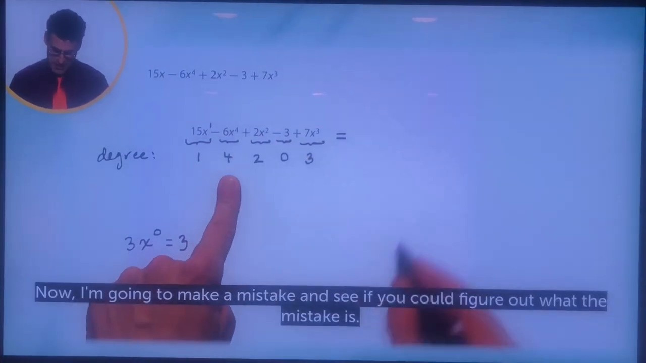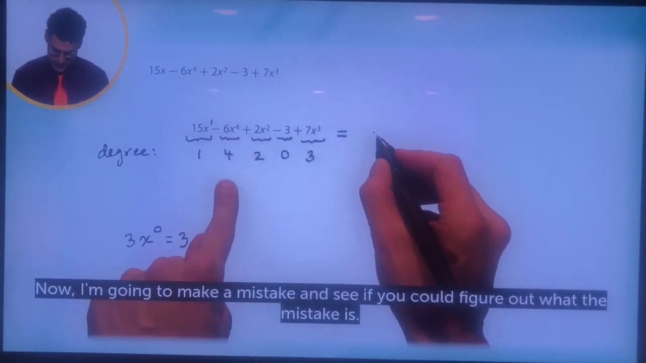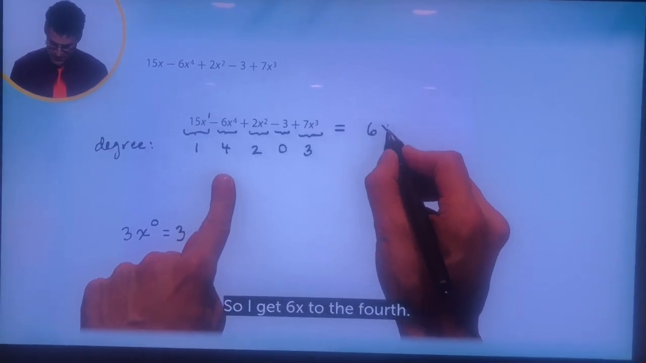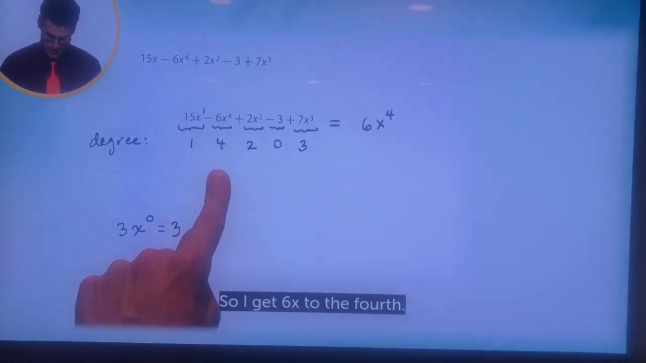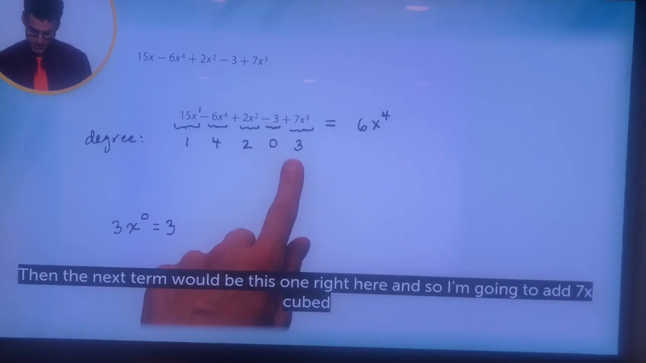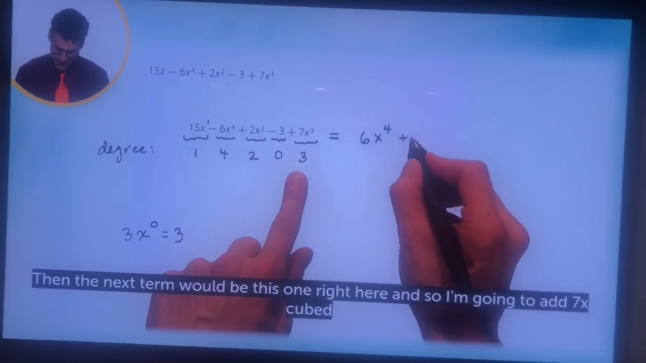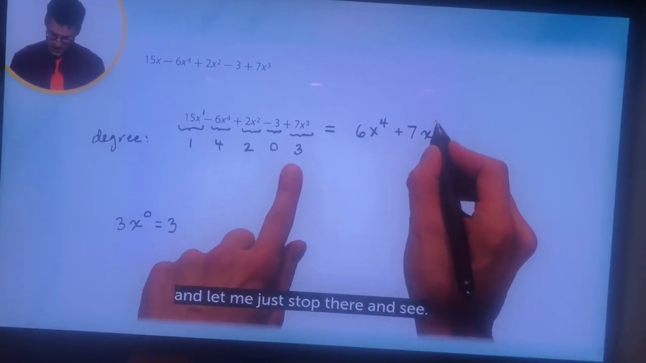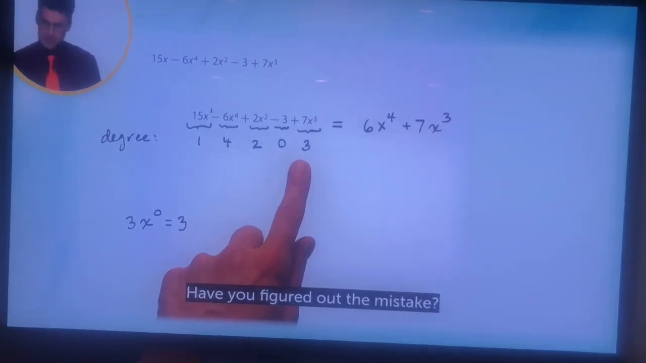Now I'm going to make a mistake and see if you can figure out what the mistake is. I'm going to write that term in first, so I get 6x to the 4th. Then the next term would be this one right here, so I'm going to add 7x cubed. Let me just stop there and see, have you figured out the mistake?